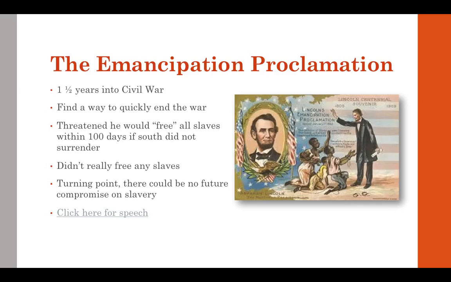Now, it's also important to remember that the Emancipation Proclamation really did not free the slaves. The slaves did not just the next day walk away from their plantations and say, we're free people. Well, why not? Why wouldn't they? It's important to remember the southern states had already broken off. They had already elected their own president.